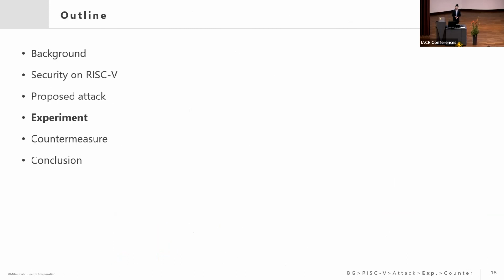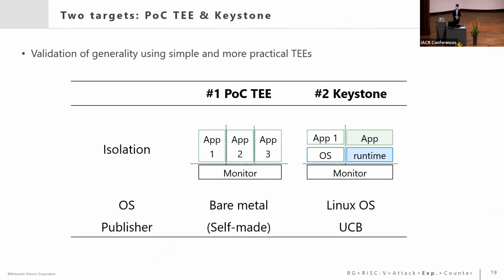Next, I show you the experimental results. We have two targets because we need to verify the generality of the proposed attack. The first one is the POC-TEE, or proof of concept TEE, which is our self-made TEE, and it has a bare metal implementation. And the second target is Keystone, which is a very famous RISC-V based TEE, and it has Linux OS. So it's more complicated and more realistic.